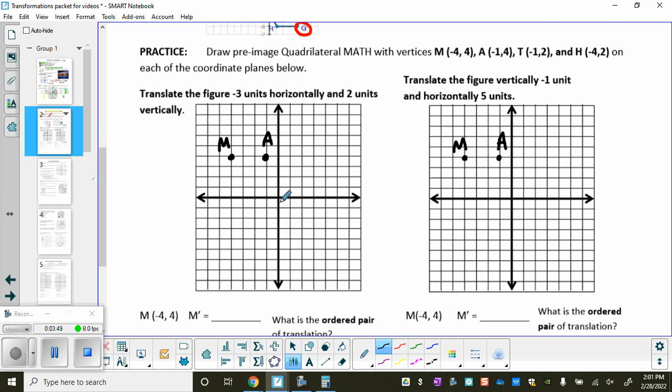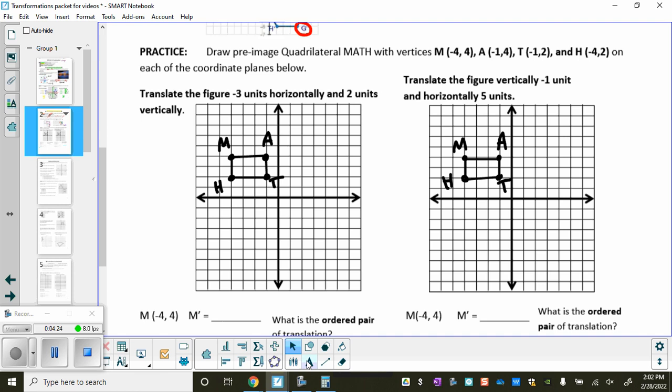If we go back 1, up 2, so back 1, up 2. We got point T, back 1, up 2. And then the last one, we're going to go back 4, up 2. And that's point H. So back 4, up 2. So what we've just done, y'all, is we have graphed the pre-image. We've got a pre-image here, and we've got our rectangle pre-image here. So our pre-image rectangles are good to go.